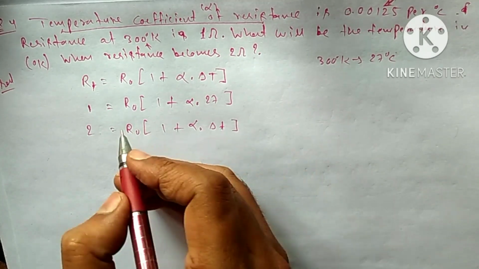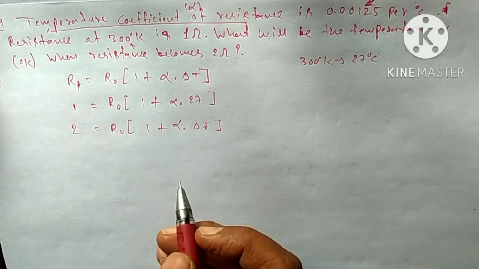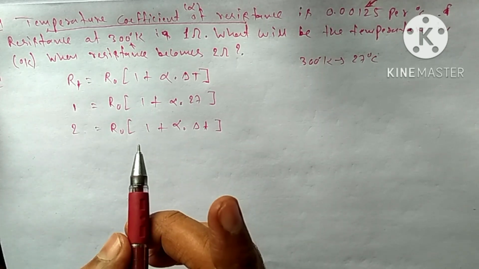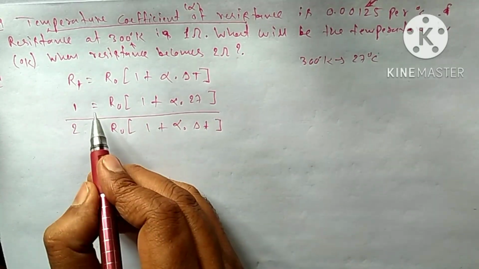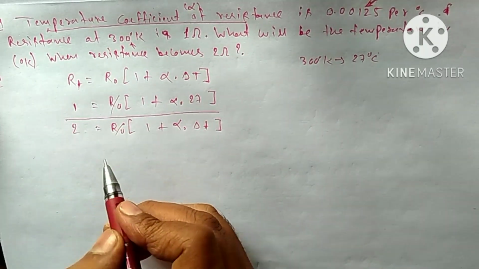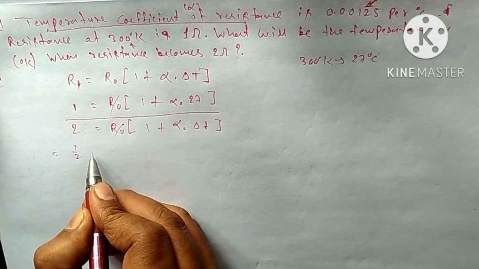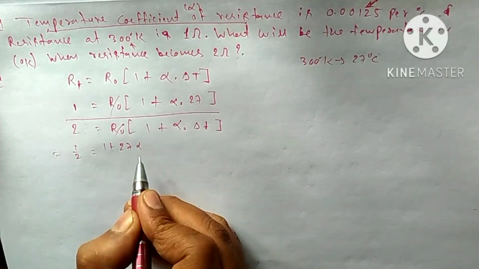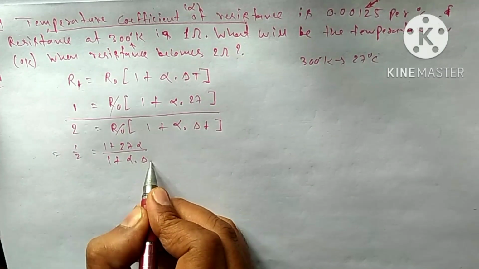So we can find delta T with the help of this formula. Here we can divide. By dividing we eliminate R naught. Our final value is 1 by 2, which equals 1 plus 27 alpha over 1 plus alpha into delta T.